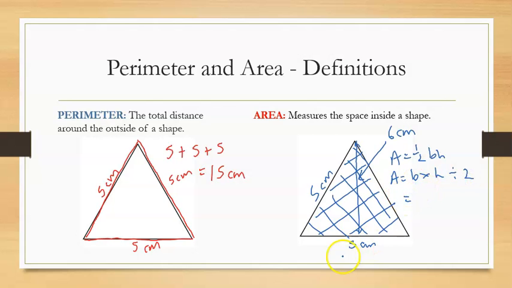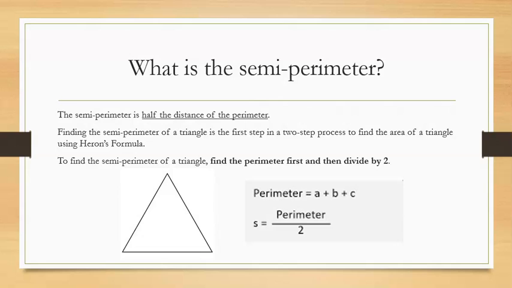So that would be, the base is 5, the height is 6, you divide that by 2, which gives you 30 divided by 2, which also gives you 15 centimeters squared. It's because it's an equilateral triangle, so all the sides and all the internal angles are equal. So the distance around the outside edge for the perimeter is 15 centimeters. The area of this triangle, because we've been given the base and the height using the standard formula, is 15 centimeters squared. So what is meant by the semiperimeter?